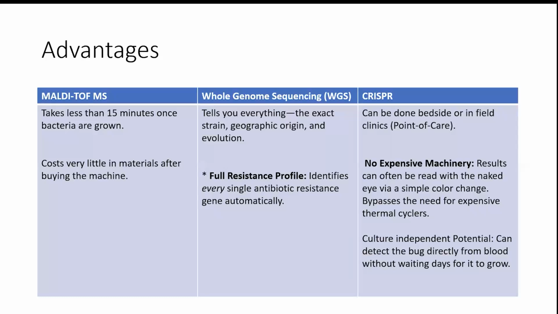And it has culture independent potential. For both MALDI-TOF and whole genome sequencing, the first step is to grow the organism in culture, which itself takes 24 to 48 hours. But CRISPR is a culture independent mechanism. It can detect the bug directly from the blood without waiting days for it to grow.